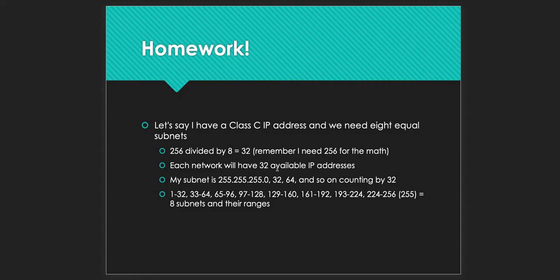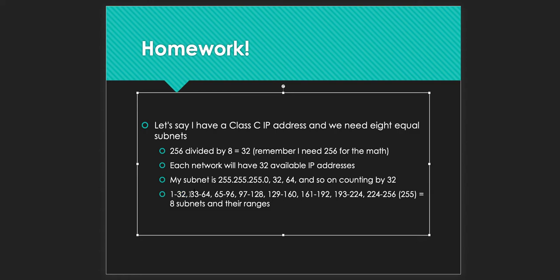Each network will then have 32, technically, available IP addresses, but that's also not necessarily true because I need to have a gateway and I need to have a broadcast. So really, 30. Each network will have 32 addresses, but I'm going to use 2 of them right off the bat. So my subnets are 0, 32, 64, and so on, counting by 32. Now, sometimes they'll ask you for your IP address range.